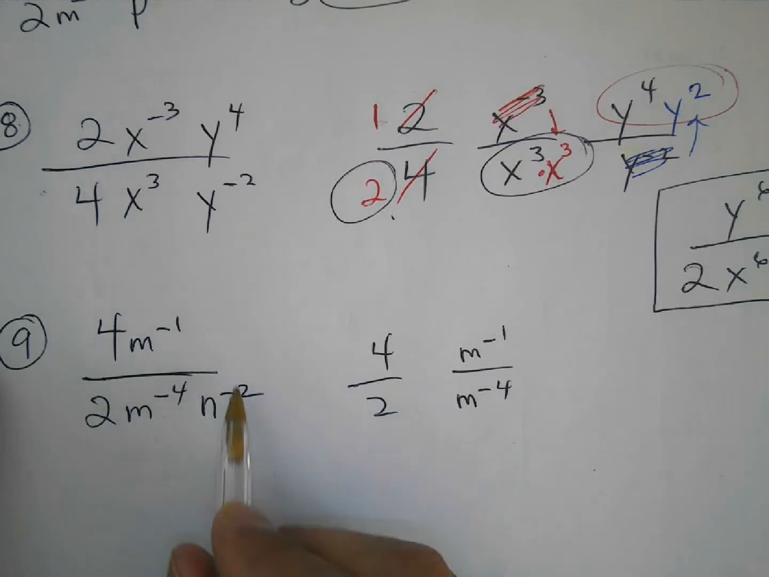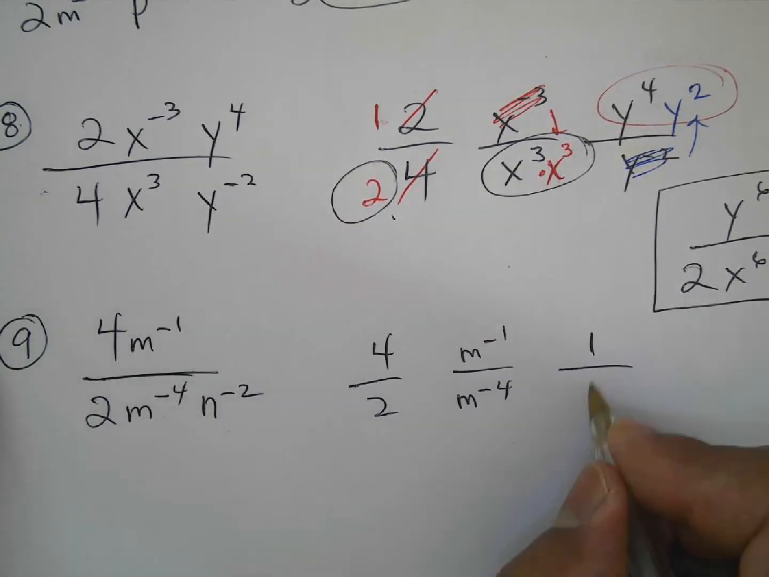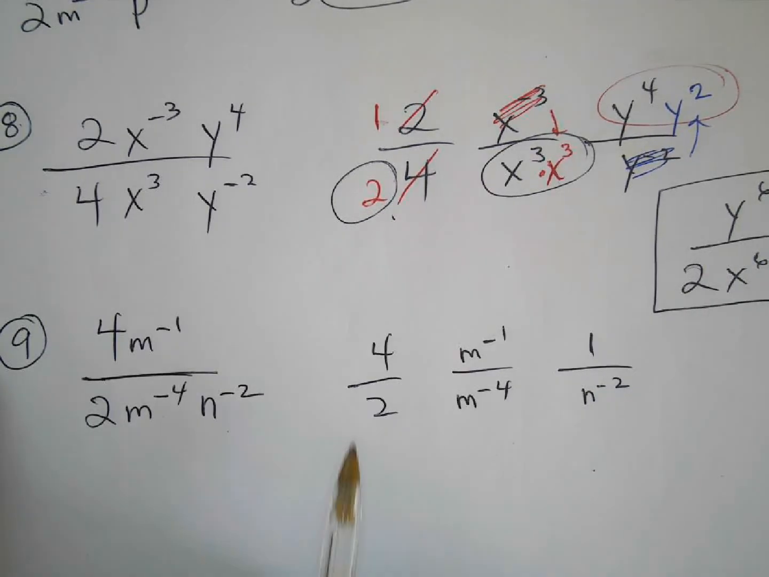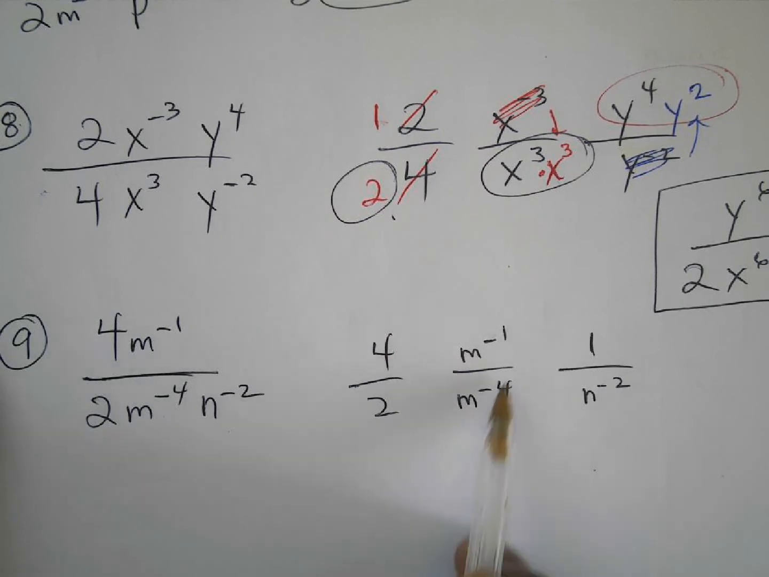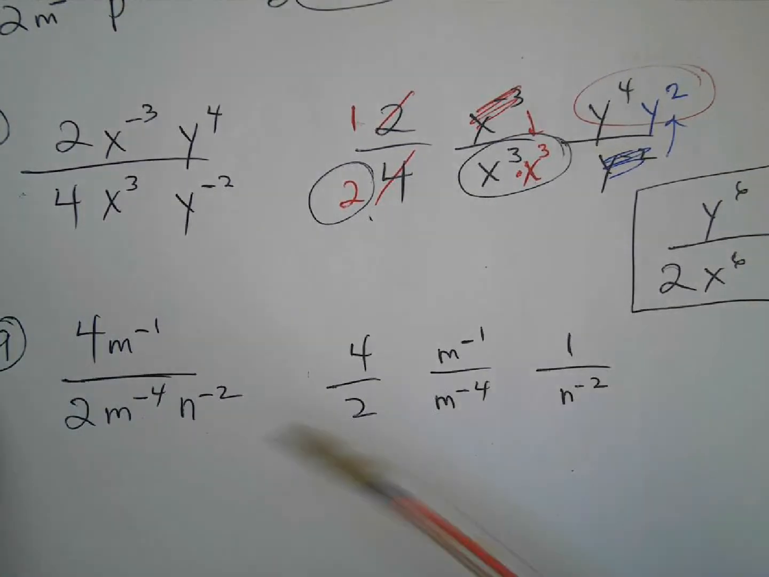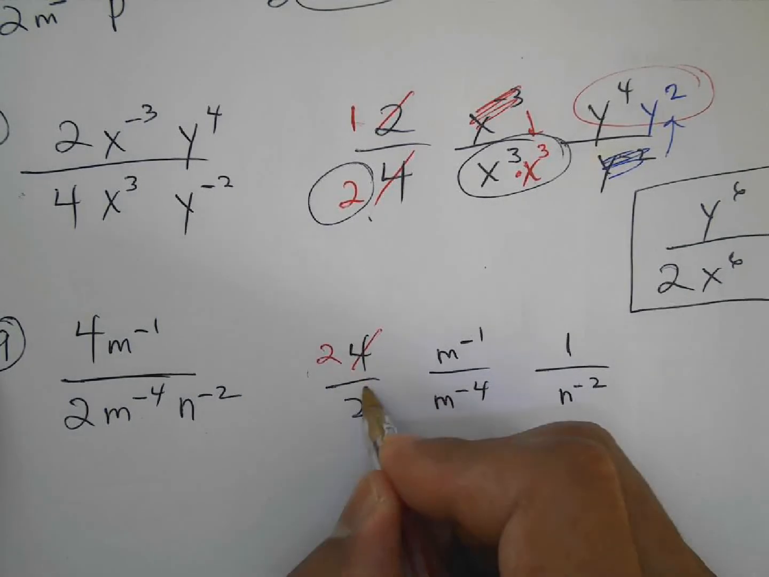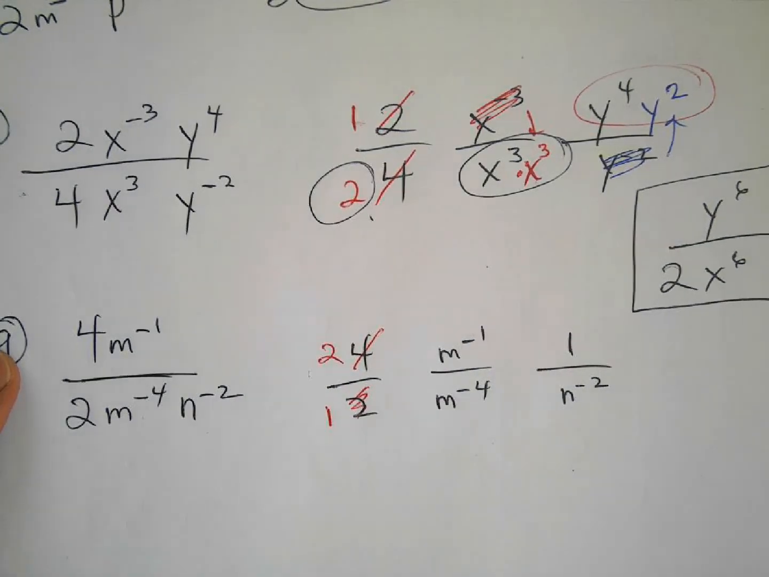And what about this? There's no n over here. Well, I just put a 1. 1 over n negative 2. This deals with this, has nothing to do with these. This deals with this, have nothing to do with these. And this is by itself. Now we look at them individually. 4 and a 2 reduced to 2 over 1.